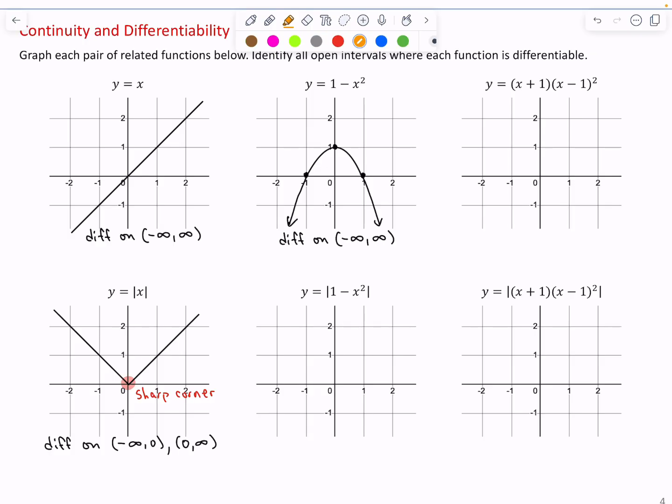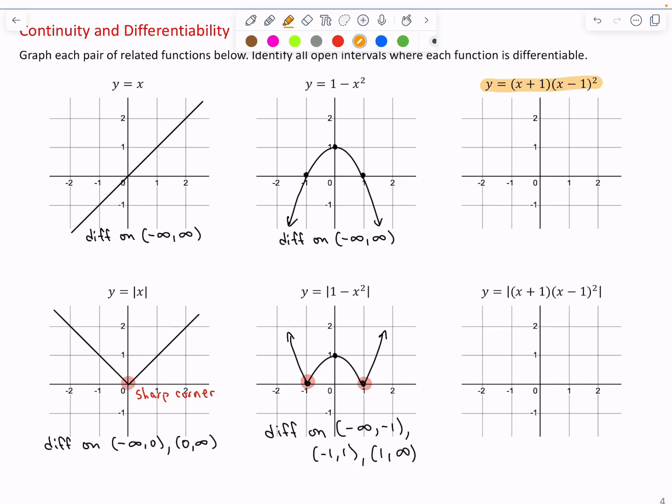Now when you take the absolute value of this function, these portions of the parabola that are below the x-axis will reflect around the x-axis and be above. This will cause two sharp corners, making a function that's only differentiable from negative infinity to negative 1, negative 1 to 1, and 1 to infinity, all open intervals.